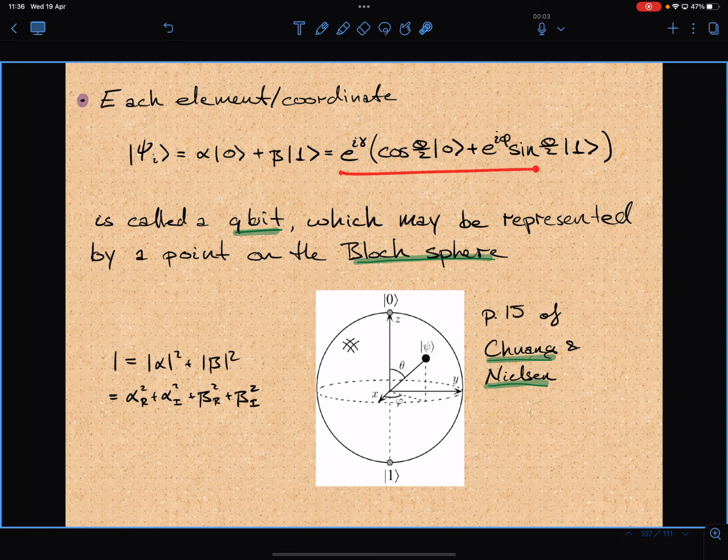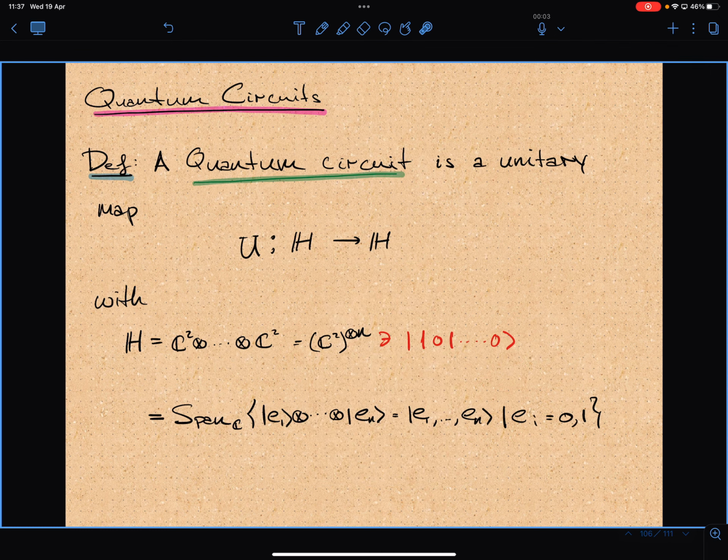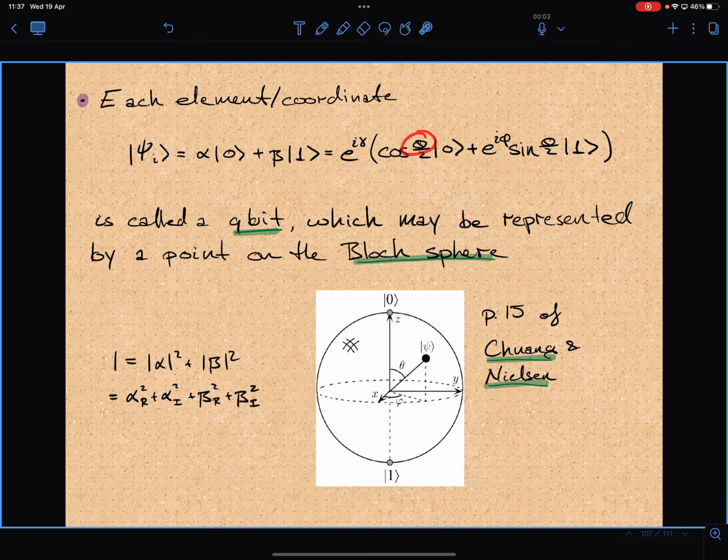Anyway, you can write it in this format, which suggests that this first element is just going to be a phase factor, and it's not going to change the probability. So this element is often dropped in this representation. You don't see the parameter gamma because it's not going to change the probability. So people just represent the point by the coordinates theta and phi, which you see here.